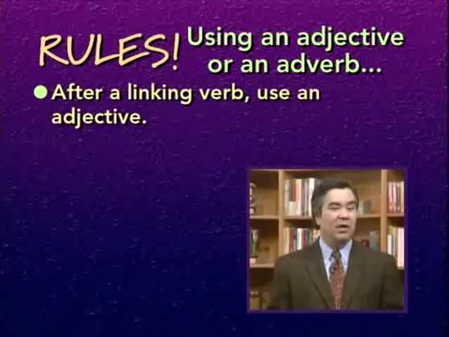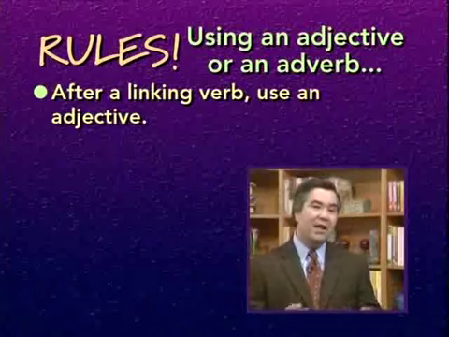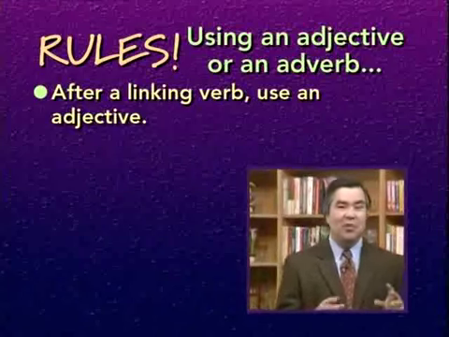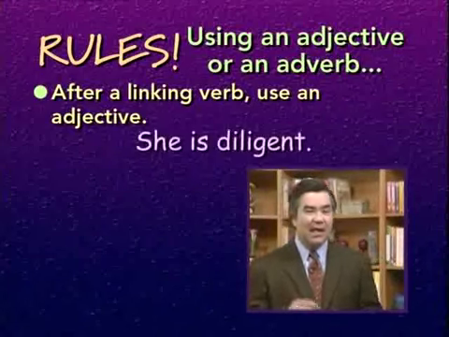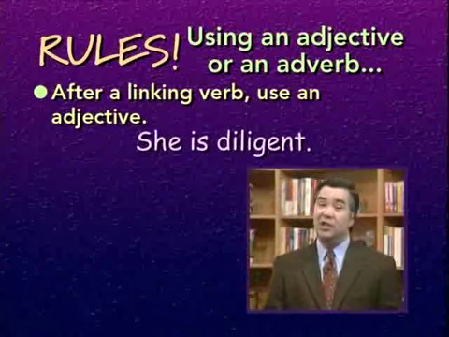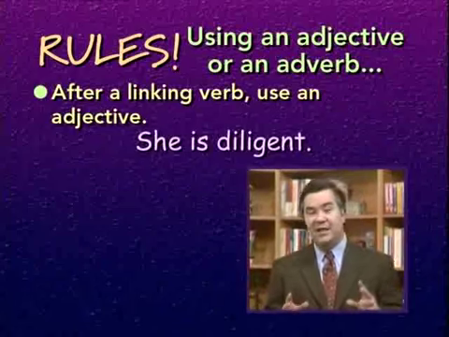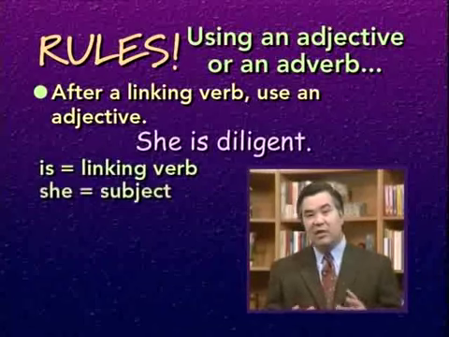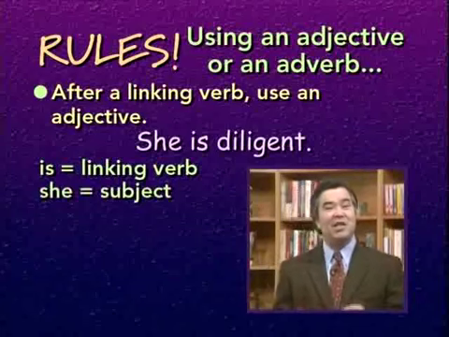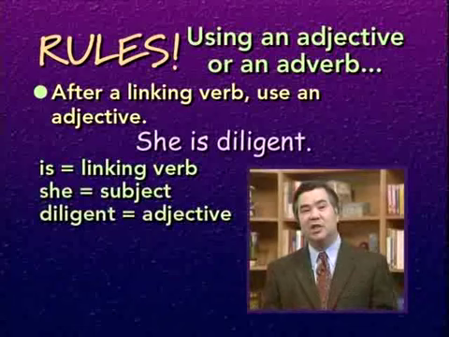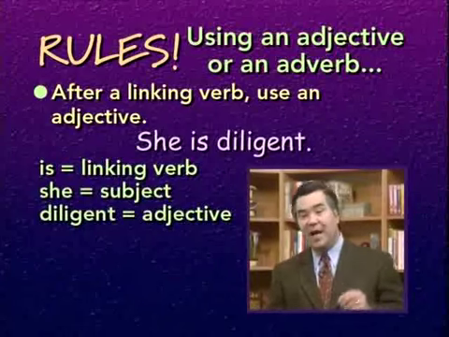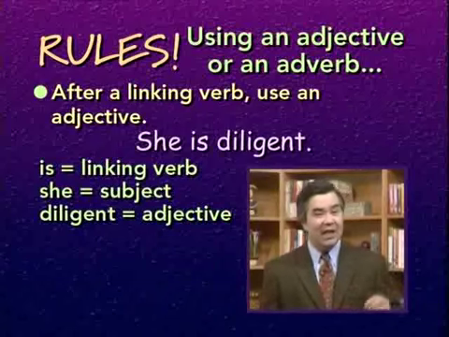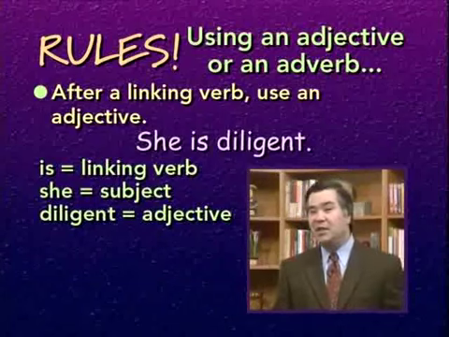After a linking verb, use an adjective. Remember that a linking verb expresses a state of being. It tells us something that the subject is, rather than something that the subject does. Take a look at this sentence. She is diligent. Here we have a sentence containing the linking verb is. The subject is she, and what follows the linking verb correctly is an adjective, not an adverb. She is diligent. That adjective diligent refers back to, or modifies, the pronoun she. It tells us what she is, and therefore an adjective is correctly used in this sentence.